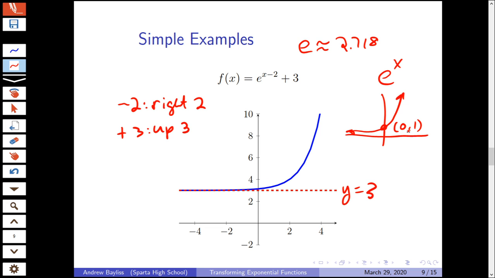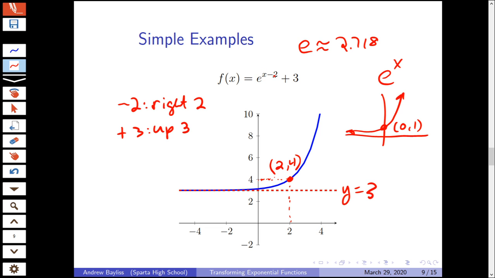The point (0, 1) has gone up. It's now going to be at 4, but because we've shifted the graph to the right 2, that strategic point, that was our old y-intercept, is now going to be at (2, 4). All right, so horizontal asymptote at 3, strategic point at (2, 4). Pretty easy example. Just shifting to the right.